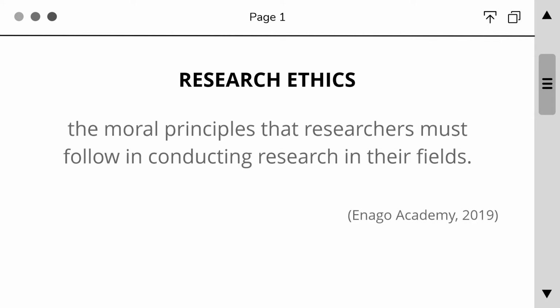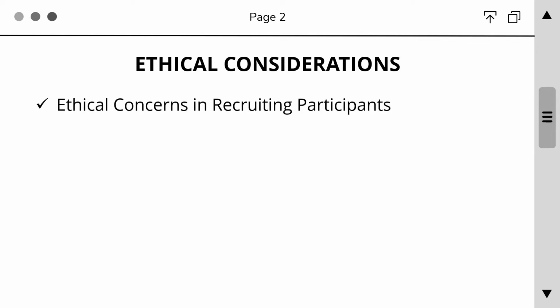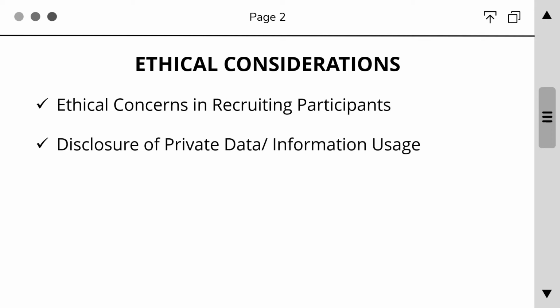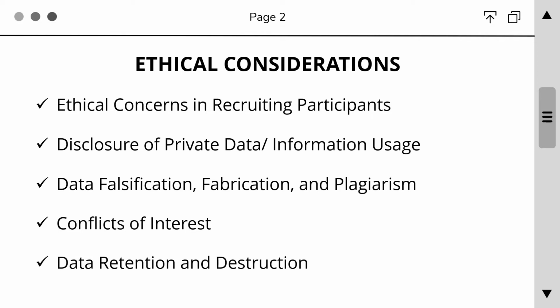The answer to the question is knowing what research ethics are. According to Inago Academy, research ethics are the moral principles that researchers must follow in conducting research in their fields. Here are some ethical considerations that a researcher should know. First, we have ethical concerns in recruiting participants. Next is the disclosure of private data or information usage. We also have data falsification, fabrication, and plagiarism. The fourth one is the conflicts of interest. Lastly is the data retention and destruction.